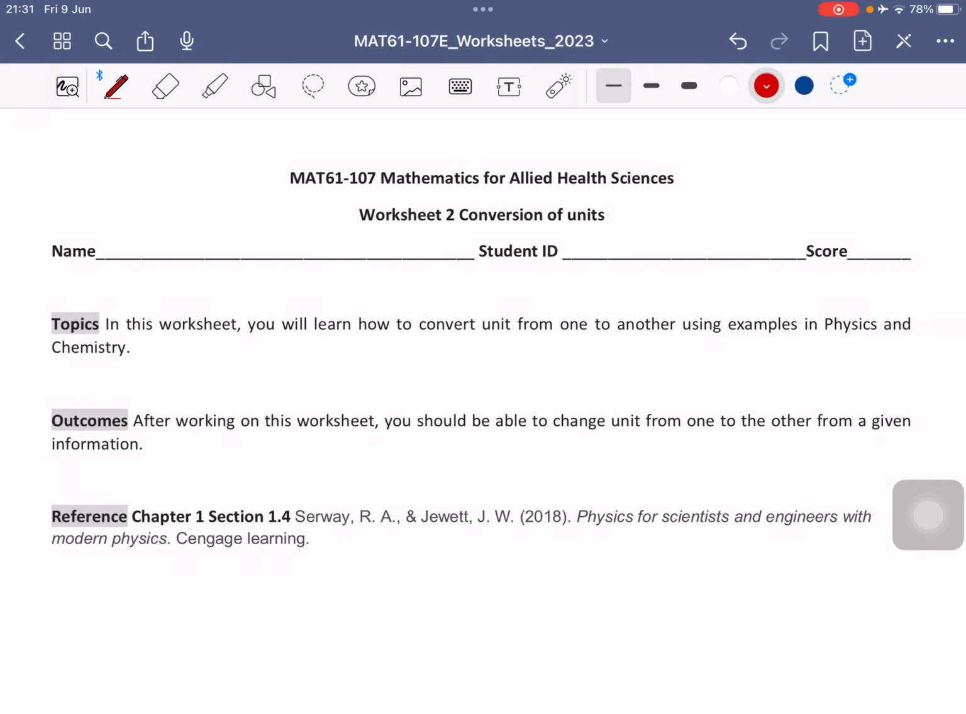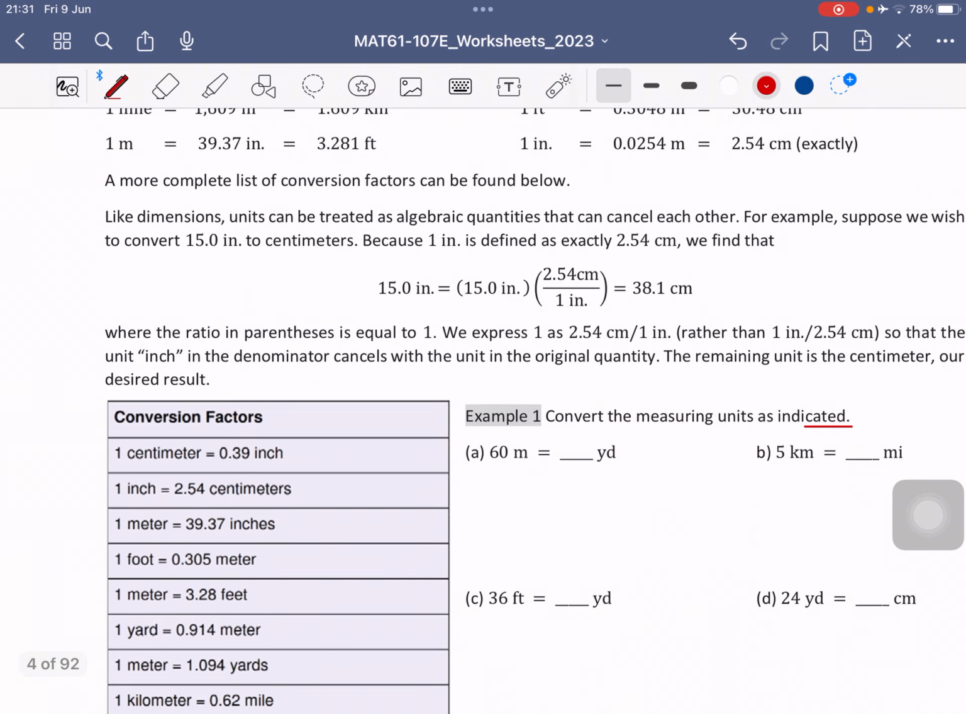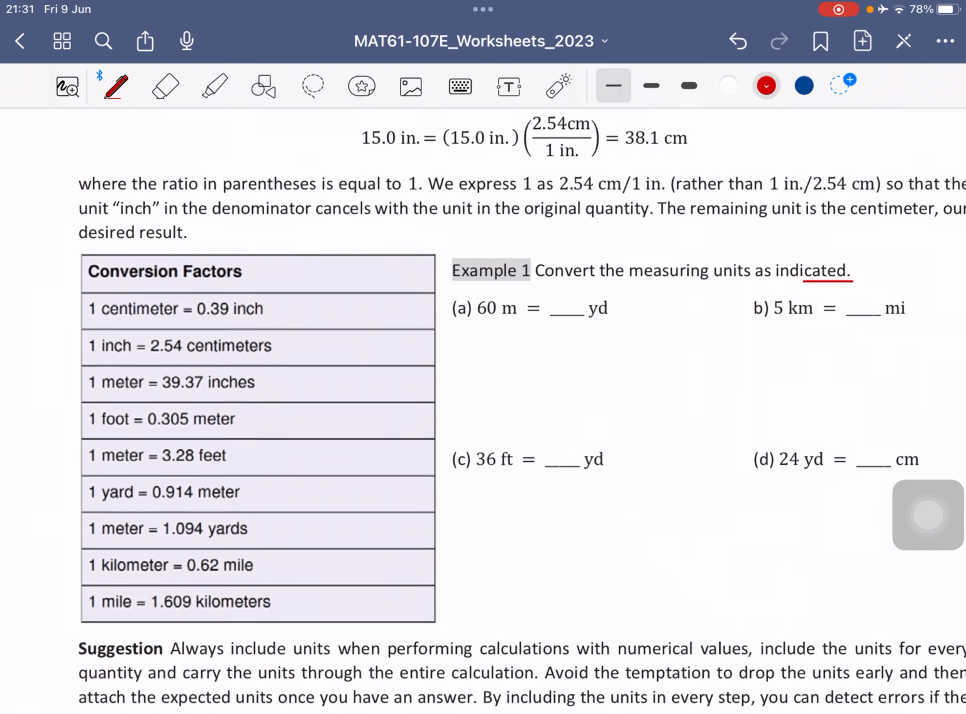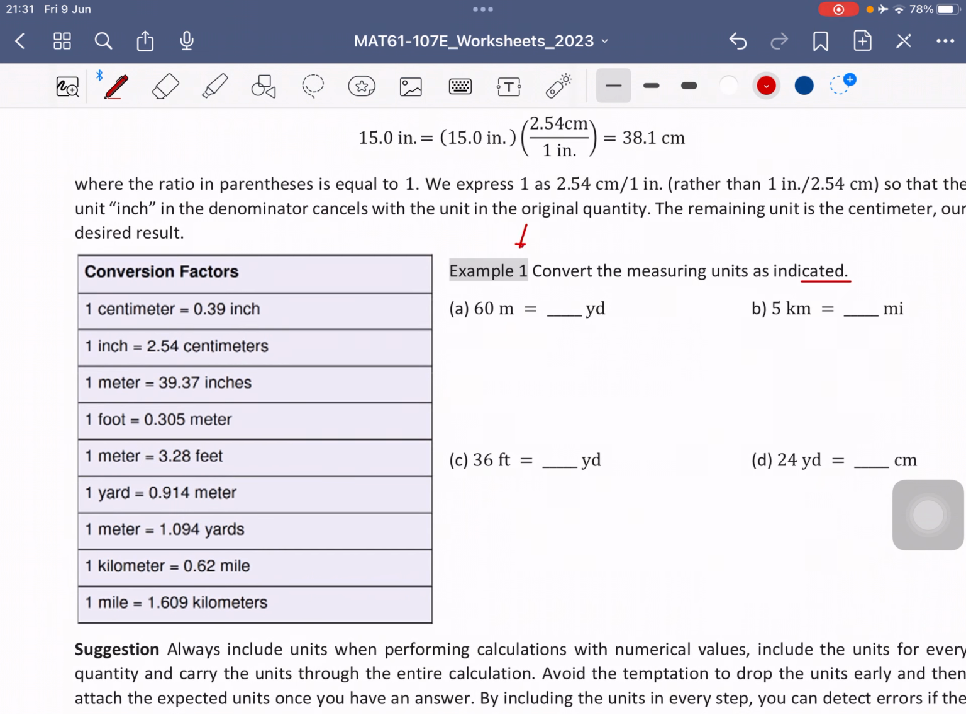Okay, now we are going to the worksheet 2, conversion of units, or in Thai, การเปลี่ยนหน่วย. What is the conversion of units? We should study it by looking at example 1 at first. I would like you to look at this table.